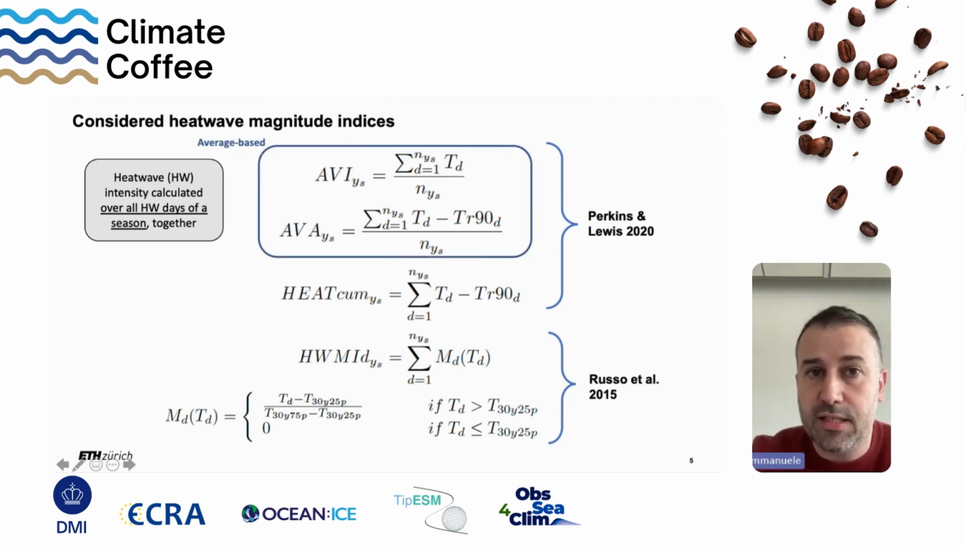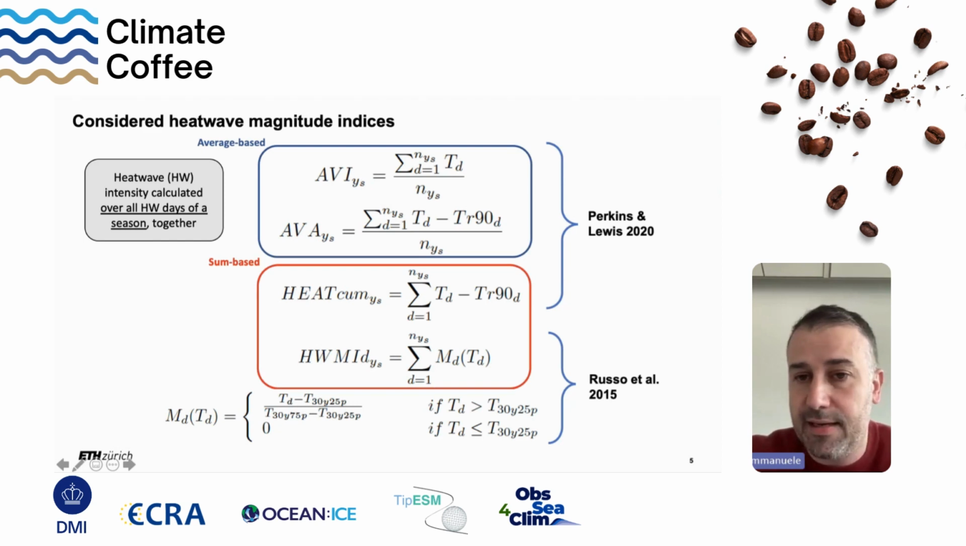Basically, we see that the first 2 are based on an average over a given period. On the other hand, the other 2 metrics, the heat count and the HWMID, are simply a sum. So our question was: we have seen in the literature that these two families of metrics, either based on an average or on cumulative values, are used quite indiscriminately. There is not much attention on whether the use of one of these two families of metrics makes any difference in the results. So we applied the comparison to determine whether we should be more careful in the selection of the metric that we use for heat waves.